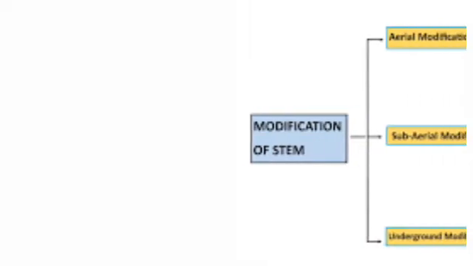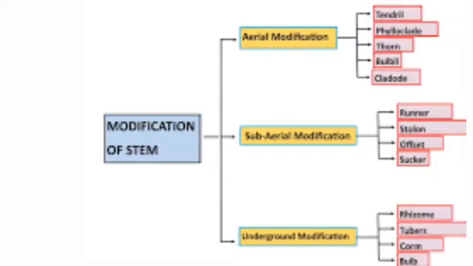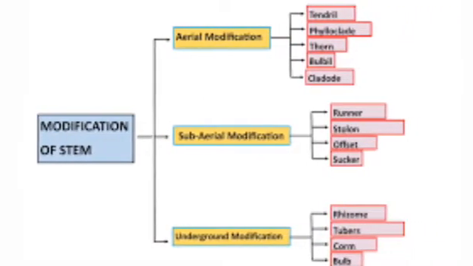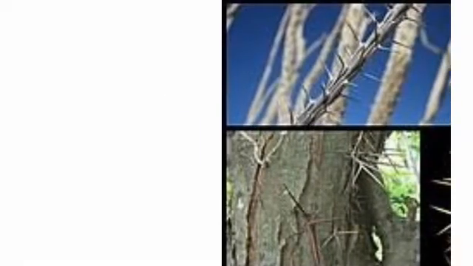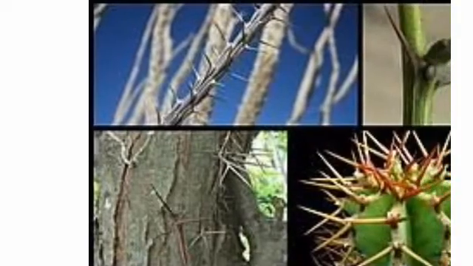Types of stem modification. Based on the nature, the stem modifications are of three types. They are aerial stem modification, subaerial stem modification, and underground stem modification. Let us discuss these types in detail.